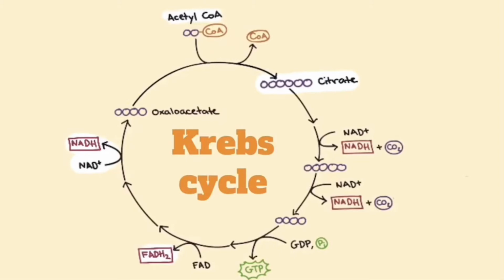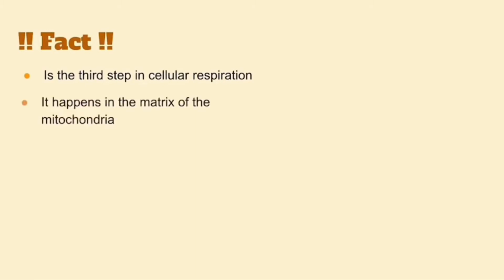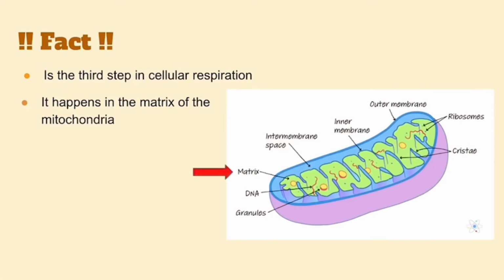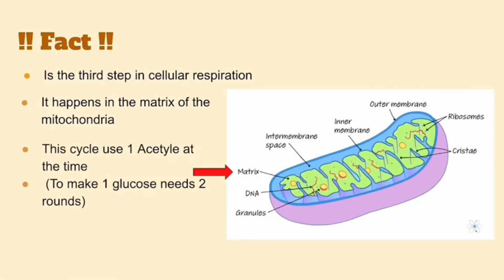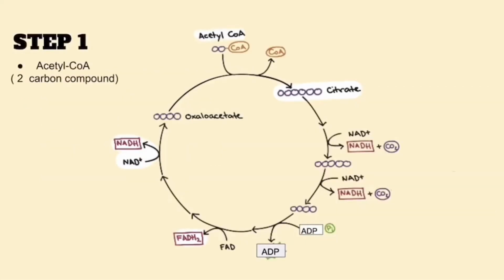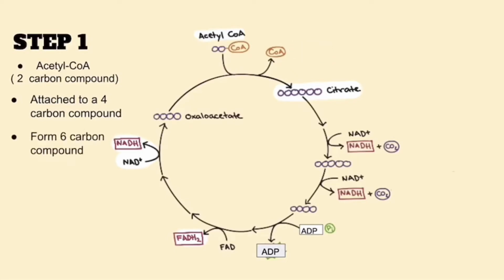Next step is the Krebs cycle. It is the third step in cellular respiration. It happens in the matrix of the mitochondria. This cycle will use only one acetyl at a time, so to process one glucose it needs 2 rounds of the Krebs cycle. For the first step, the acetyl-CoA, or 2-carbon compound, will attach to a 4-carbon compound, and it will form a 6-carbon compound.